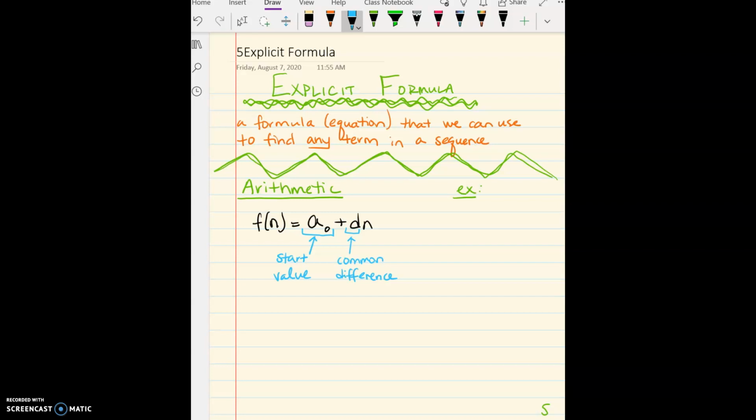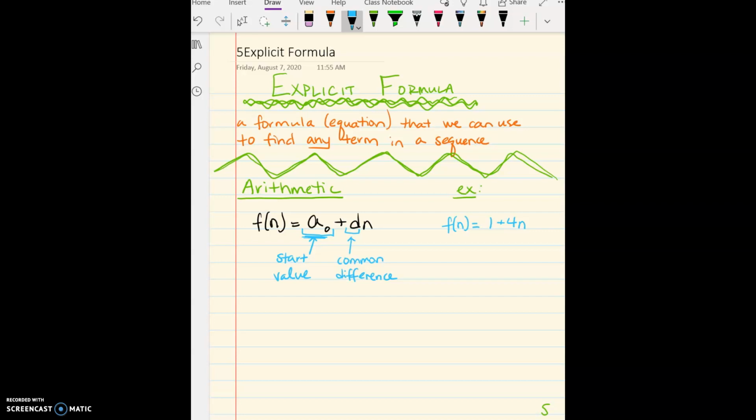So if I were to write this in my example, I would start off with f of n. Our start value, our number of dots that we started with, was 1. Our common difference or our pattern is that we're adding 4 each time. And then if you're writing your explicit formula, you just leave it as n. You don't change it or put a number there, unless it's asking you to do something different.